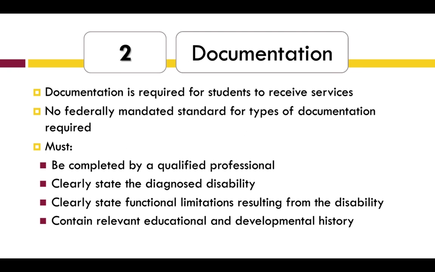SAC requires that students submit documentation of their disability in order to be considered for accommodations. While there is no federally mandated standard for types of documentation that are required, we have set some specific guidelines to be followed. Documentation must be completed by a qualified professional, clearly state the diagnosed disability, clearly state functional limitations resulting from the disability, and contain any relevant educational and developmental history. Please review the documentation guidelines on our website for more detailed information. Don't forget to submit documentation to the registration form or email it to our office.